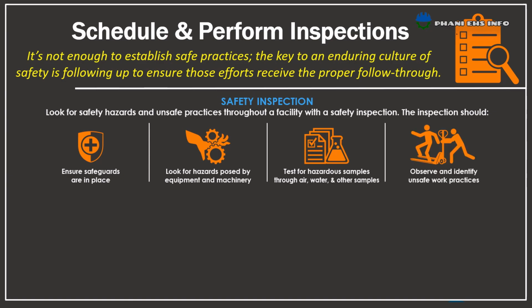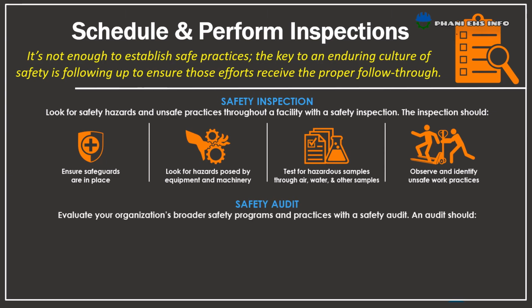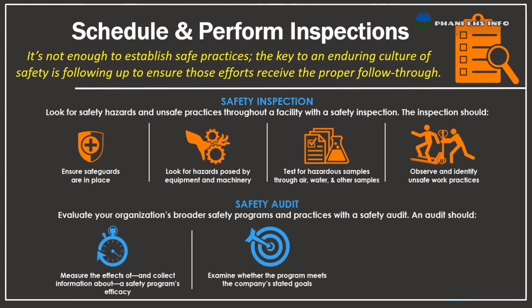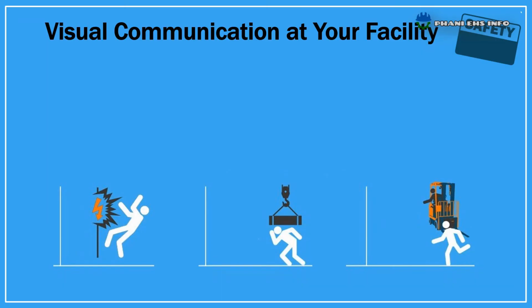Next one, safety audits. Evaluate your organization's broader safety programs and practices with a safety audit. An audit should measure the effects of and collect information about safety programs' efficacy. Examine whether the program meets the company's stated goals. Study and research safety training and response efforts. And last one, visual communication at your facility.